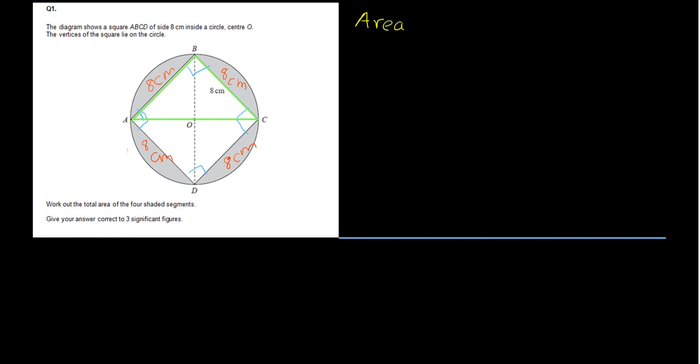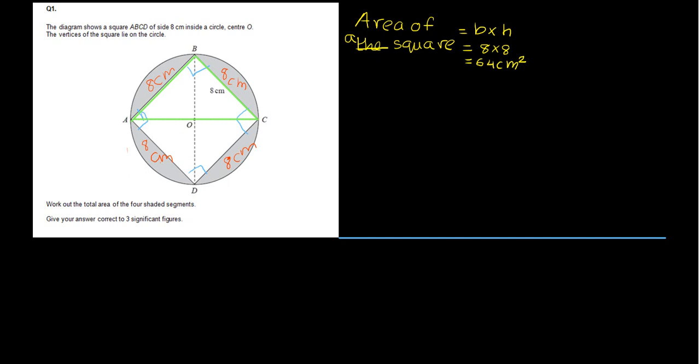So area of any square, I've split the board so that I can try and fit everything on this one page, equals base times height, or side times side, and that's 8 times 8, which is 64 centimeters squared. Okay, I've got the area of the square. Let's see how much space I take up, because these questions tend to be a bit long.